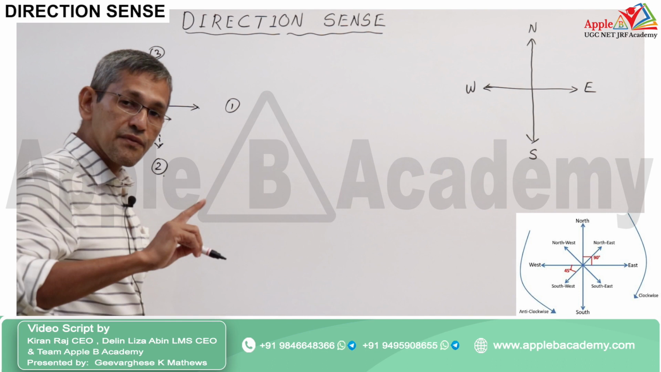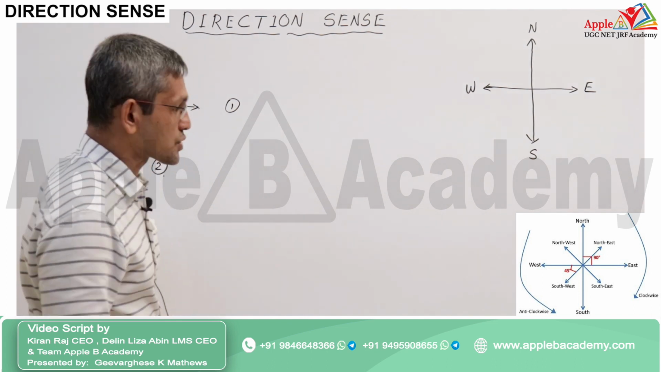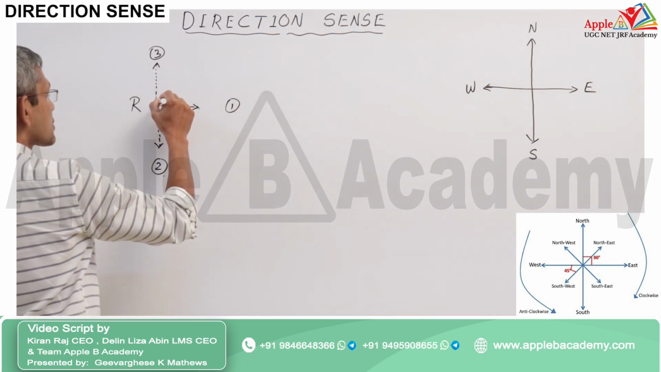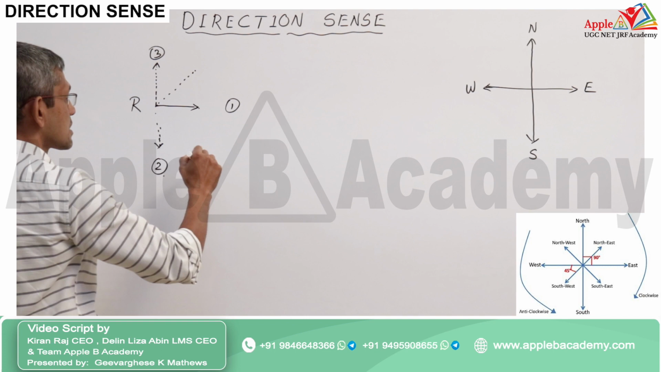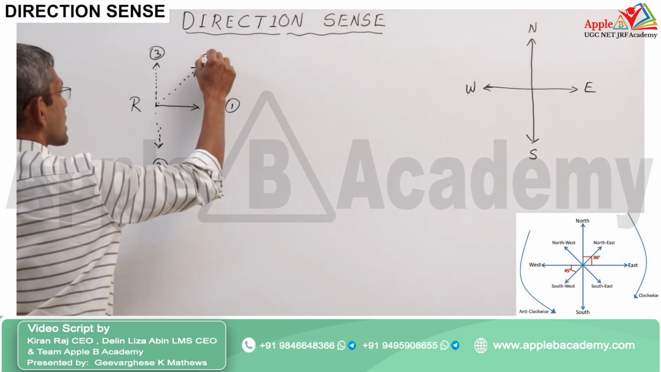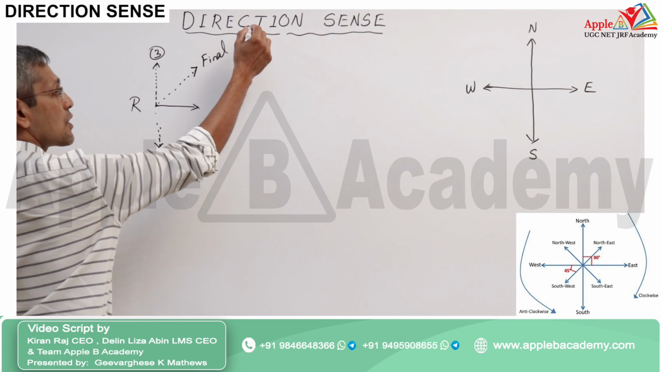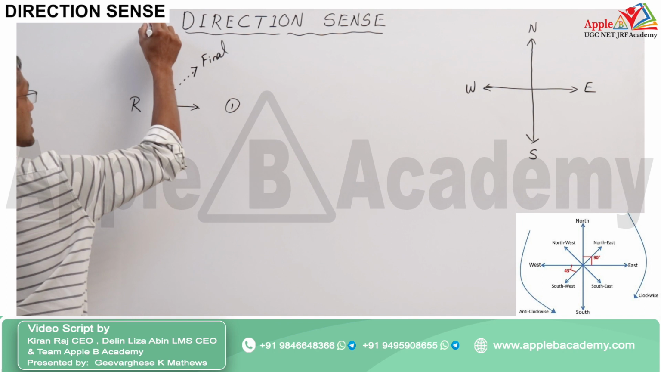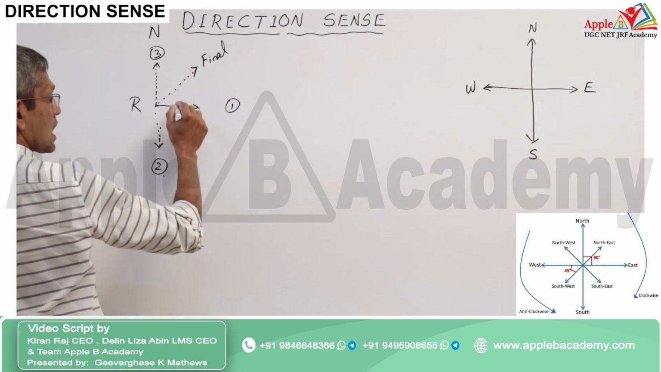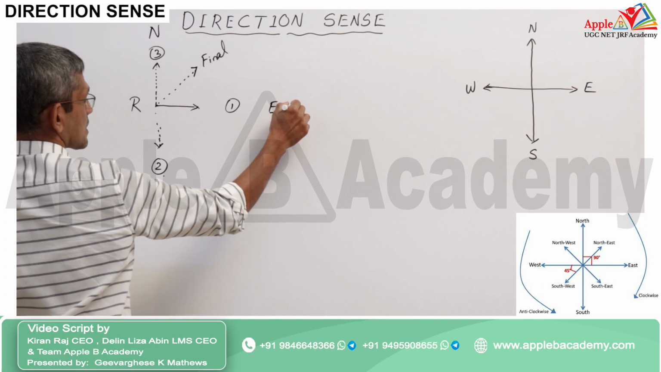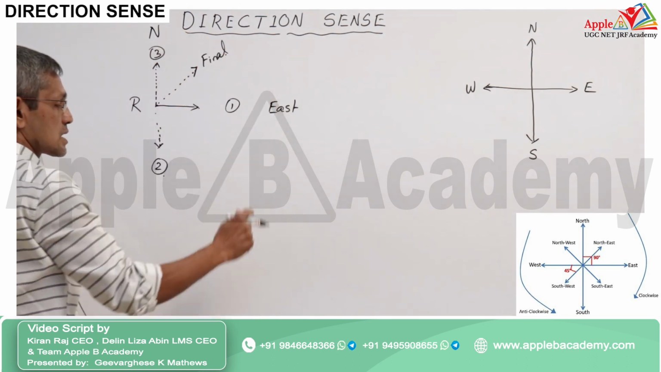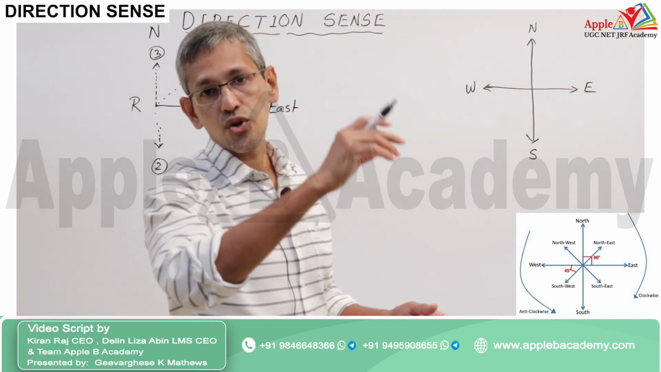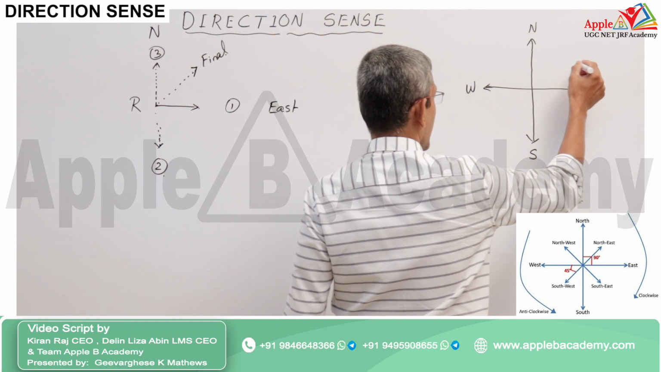From there, she makes a 45-degree turn towards her right. She is facing north, this is her right hand side, and she makes a 45-degree turn. So she must be facing this direction. That is the final direction she is facing. So which direction is she facing now? This direction is north, and this is east. This is between north and east. If it is between north and east, what is that? That's the northeast direction.